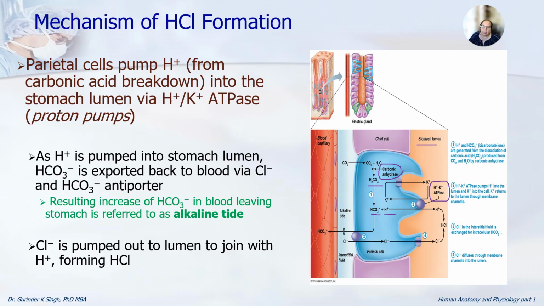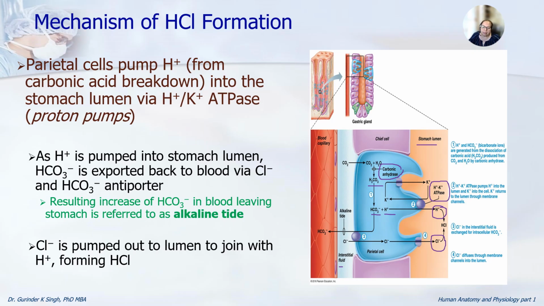Okay. At the same time, chloride from the extracellular matrix or interstitial fluid is transported inside the cell with the bicarbonate. So one negative goes into the blood and the other one, chloride, comes into the cell, and then it is transported to the lumen of the stomach, where the proton, H plus, and chloride negative combine together to give you HCl.